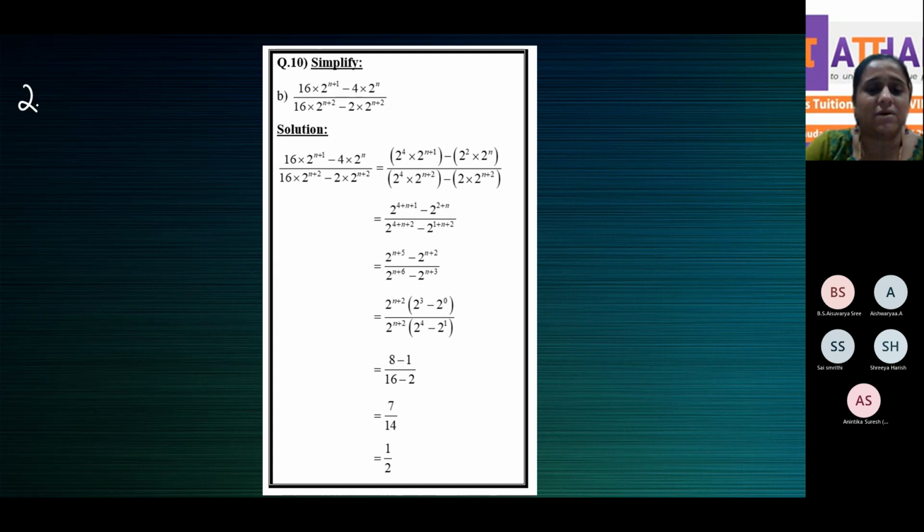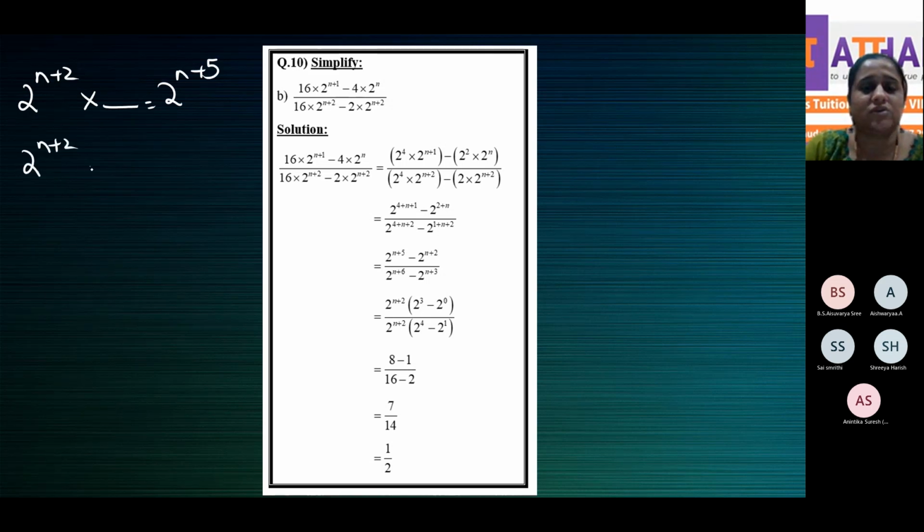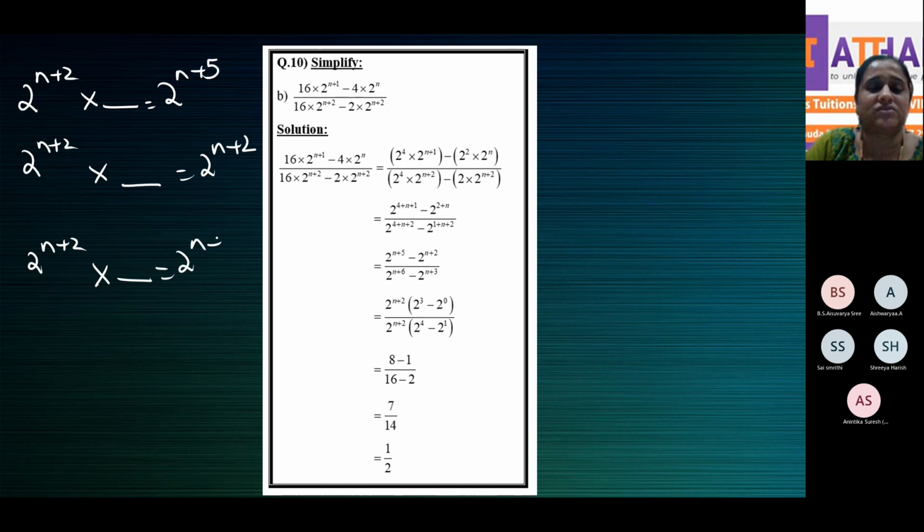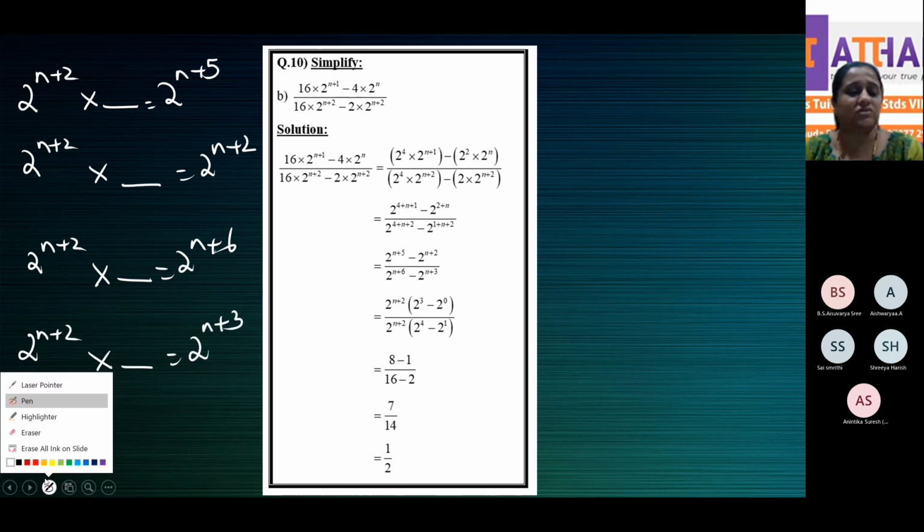Here, 2 to the power n plus 2 is common. Into what will give you 2 to the power n plus 5? My first question. Then 2 to the power n plus 2 into what will give you 2 to the power n plus 2 itself? Then 2 to the power n plus 2 into what will give you 2 to the power n plus 6, and 2 to the power n plus 2 into what will give you 2 to the power n plus 3? From where am I getting all these questions?